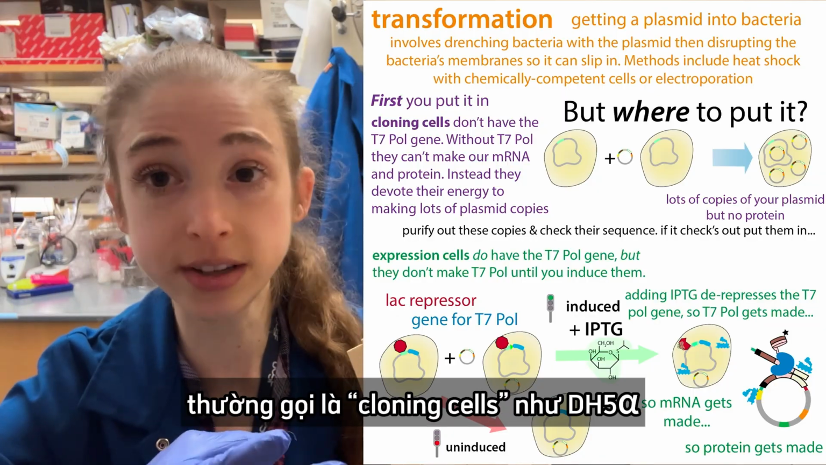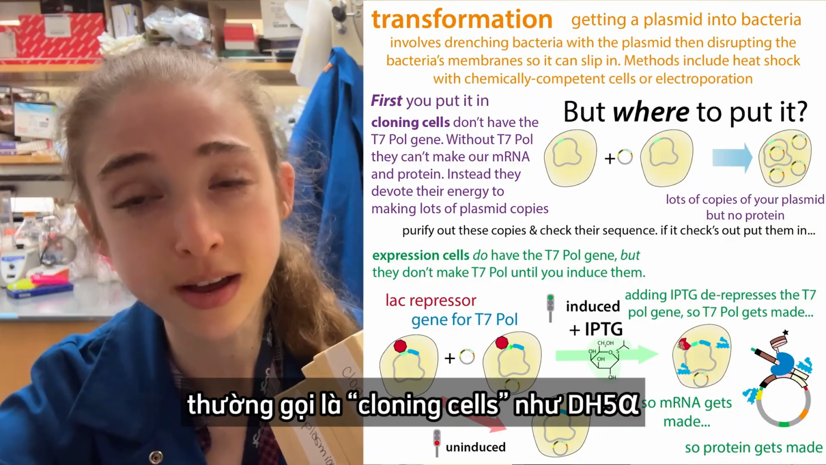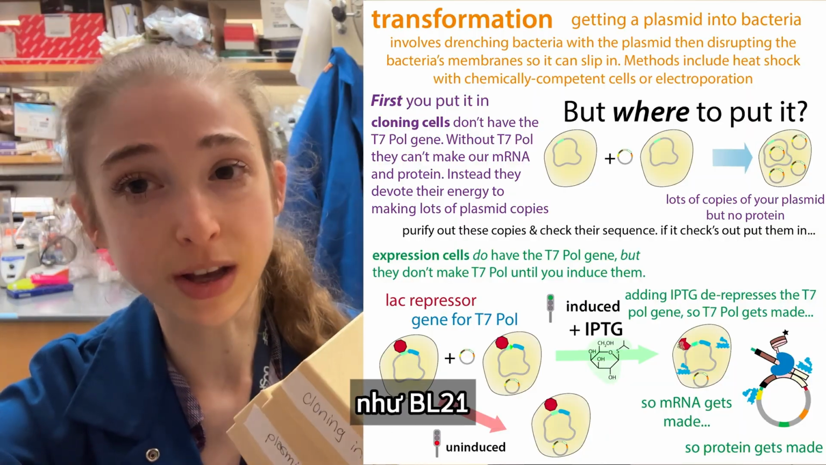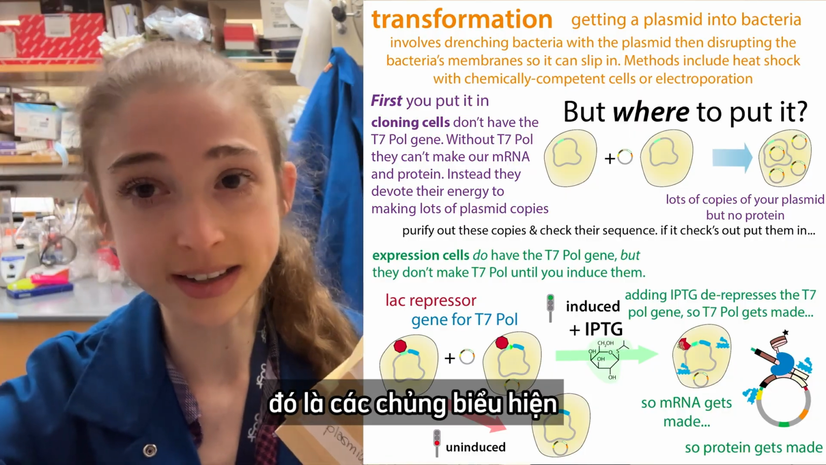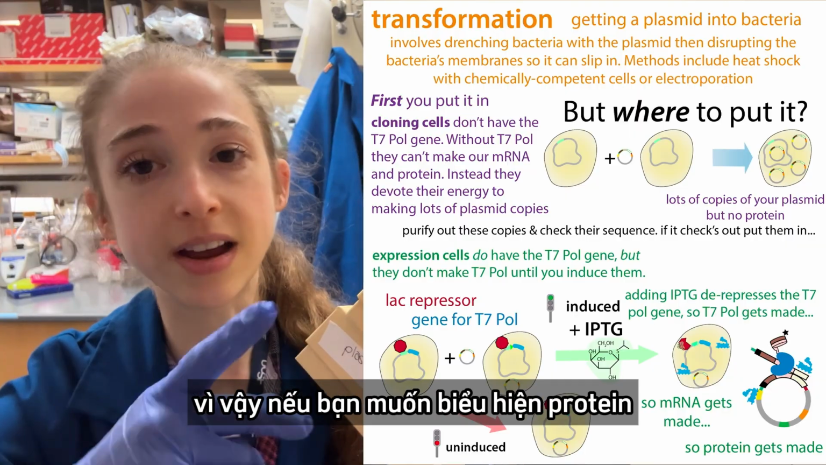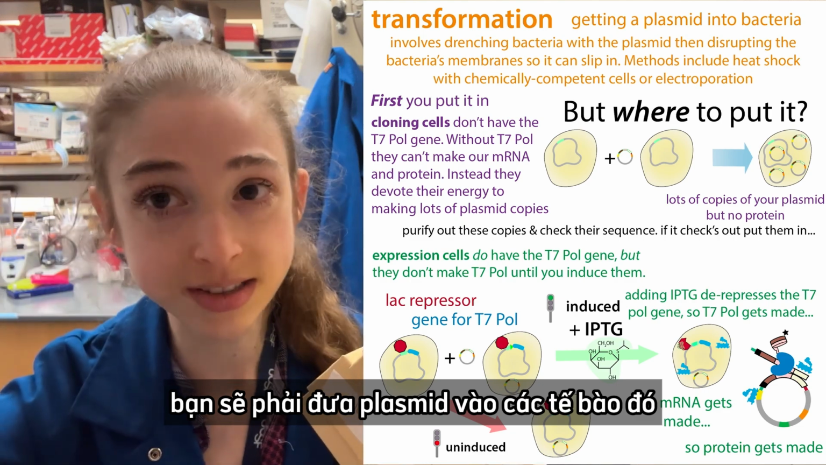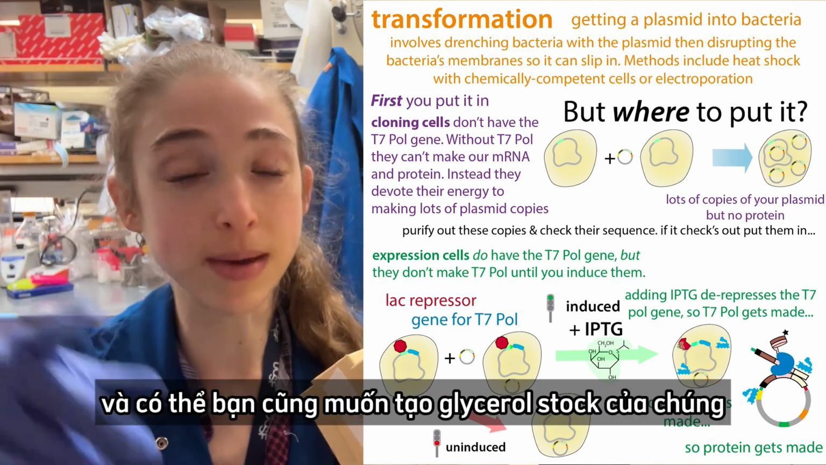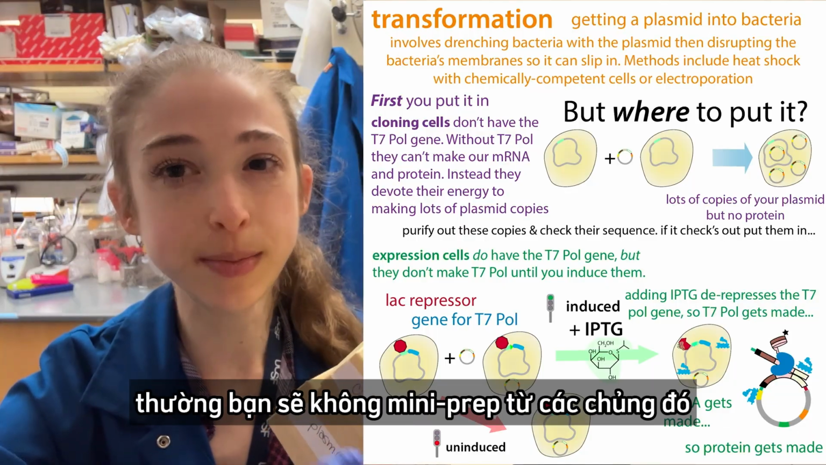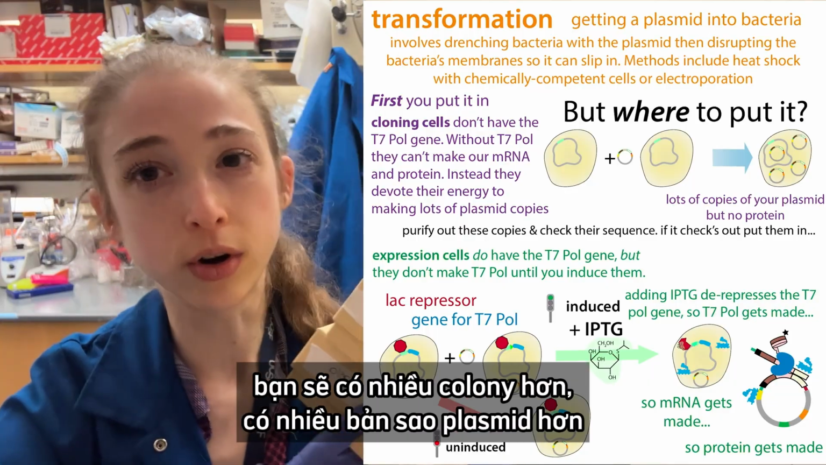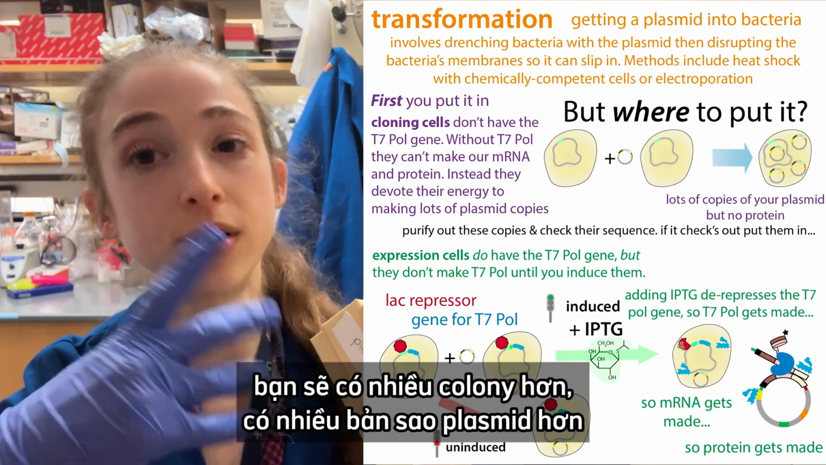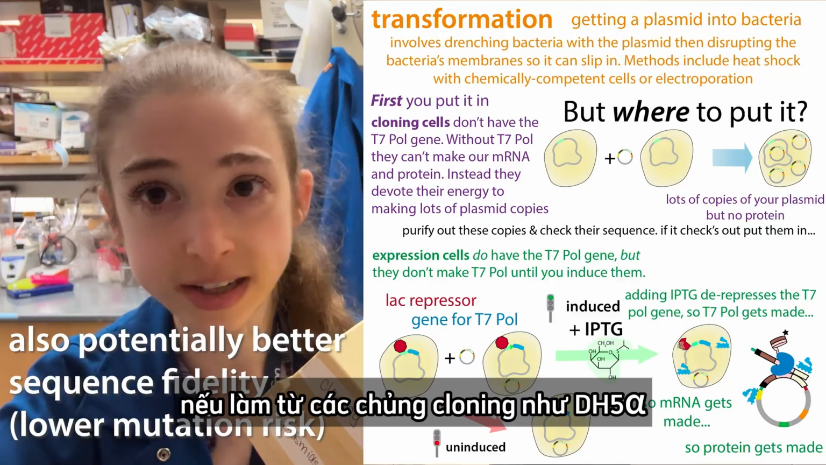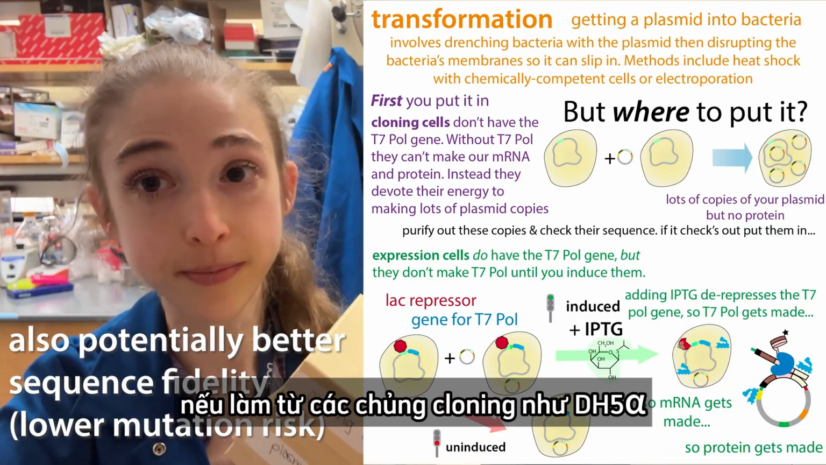But basically, there are some bacteria that are good for making lots of copies of the plasmid. We often call these cloning cells. They include things like DH5 alpha. And then there are bacteria that are really good at making protein, things like BL21, these expression strains. And so if you want to express the protein, now you're going to have to stick that plasmid into those other cells. And when you do that, then you're going to plate them and all that stuff again, and then you might want to make a glycerol stock of those. But typically you're not going to mini prep out of those. You'll get more colonies and more copies of the plasmid, higher concentrations, if you do it out of one of those cloning cells like DH5 alpha.